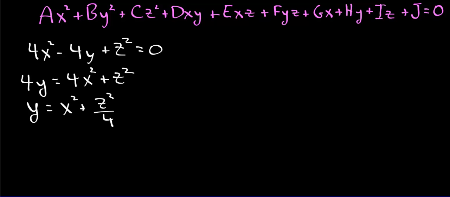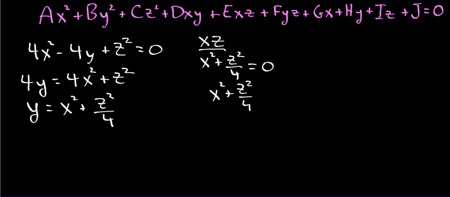Now let's start talking about the traces. Let's look at, first of all, the xz trace. Okay. So what we have then is I'm just going to put a 0 in for the y. And now look what we have. We have x squared plus z squared over 4 equals 0. Now I can adjust that. Let me make it equal to 1. And then I have x squared plus z squared over 4 equals 1. See, so we had a point here. And here you start to see, oh, we've got an ellipse.